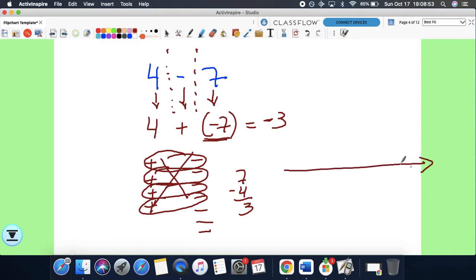If you use a number line, 0, and let's go to negative 7. We're going to go to 4 first, 4 positive. And then we're adding a negative number. When we add a negative number, we go to the left, and we're going to go 7 that way: 1, 2, 3, 4, 5, 6, 7. And that's my answer right here. So what is that number over here? It would be negative 3.